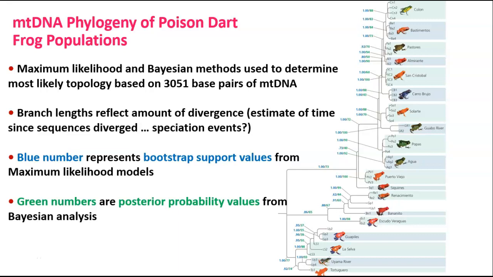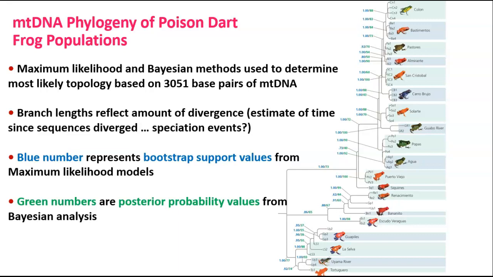So choosing the right data source, if you will, is always key. Both maximum likelihood and Bayesian methods were used. I mentioned earlier that frequently multiple methods are used by phylogeneticists, and then the results of each method are compared. They use these two methods to determine the most likely topology, the arrangement of branches.